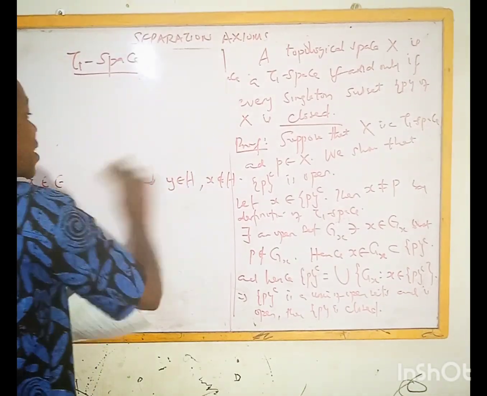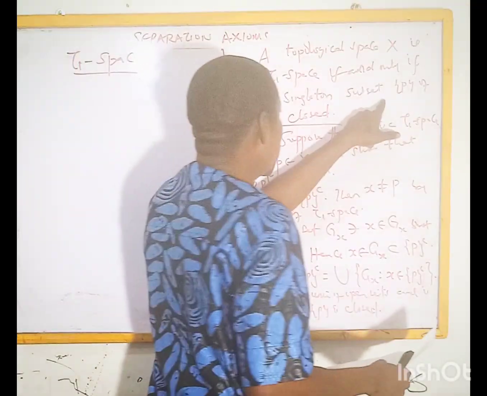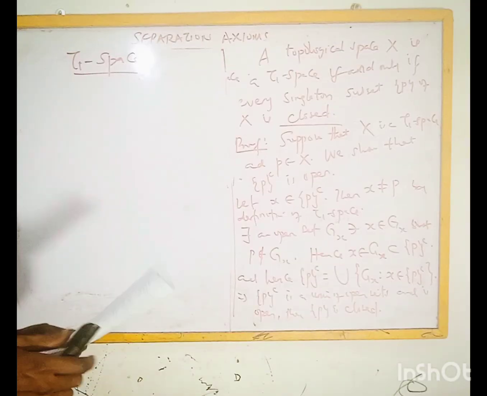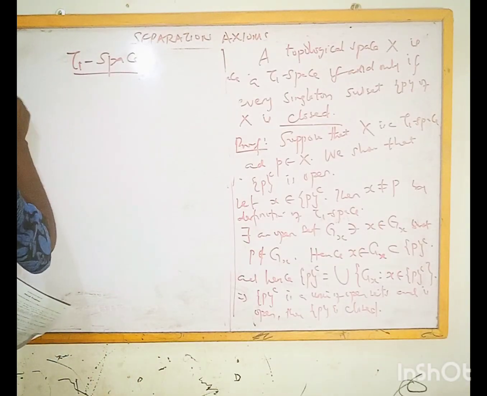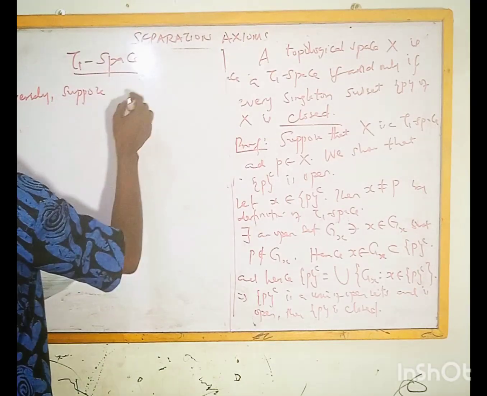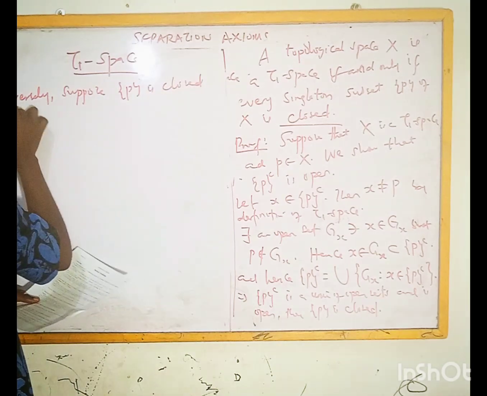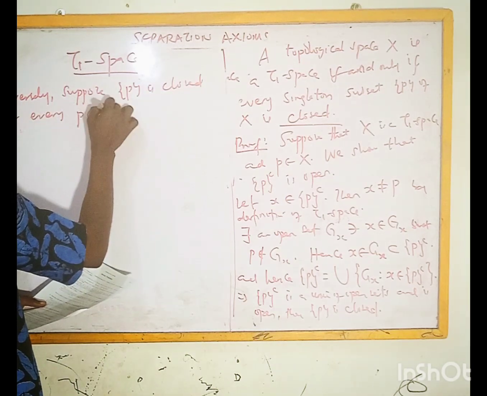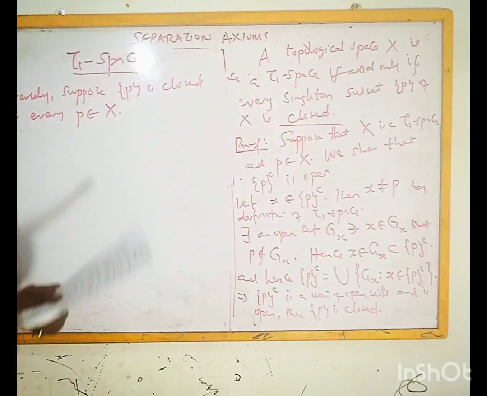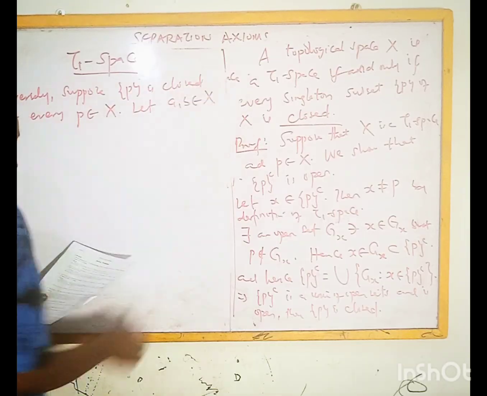Now the next one is that, don't forget the if and only if. Suppose that this single subset P is closed. Can we show that it's also a Taiwan space? Now, conversely, suppose this set P is closed for every P in X, sorry, for every P in X, that is in the topological space. Now, let's pick A comma B in X.